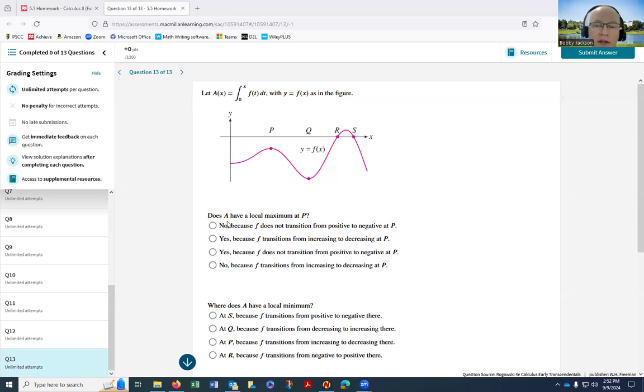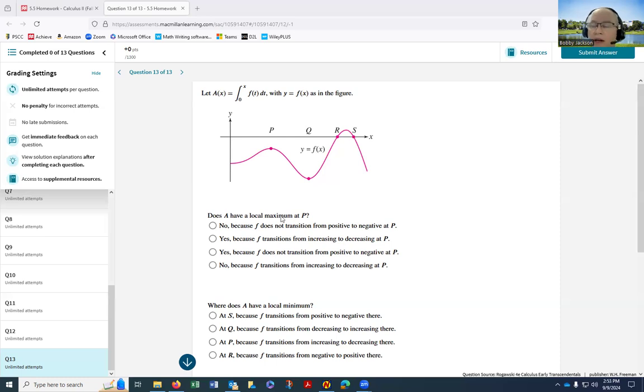So let's see. Does A have a local maximum at P? Well, if you look at the graph of the function, there appears to be a local max at P, but this is not the graph of A. That's the graph of f. It's asking about A, right? Does A have a local maximum? What are we looking for there?